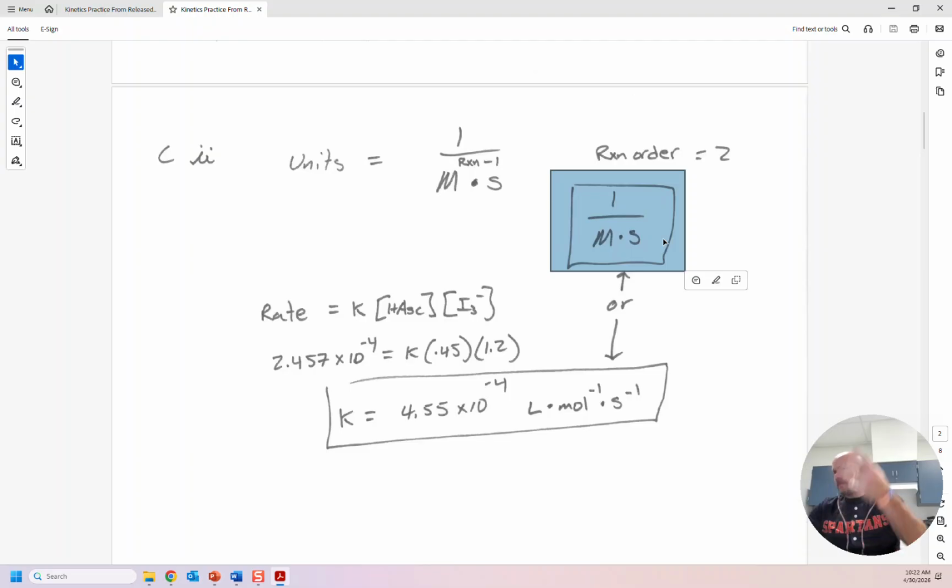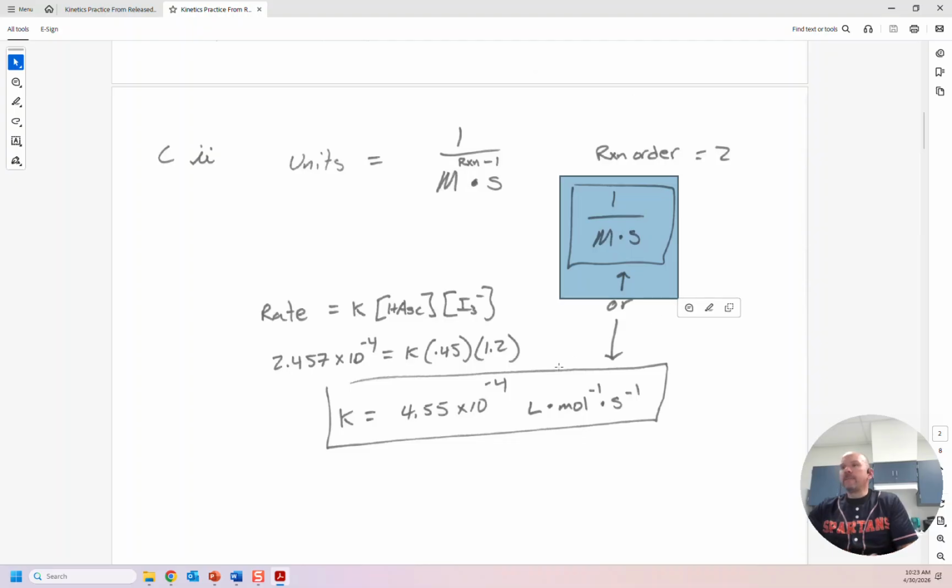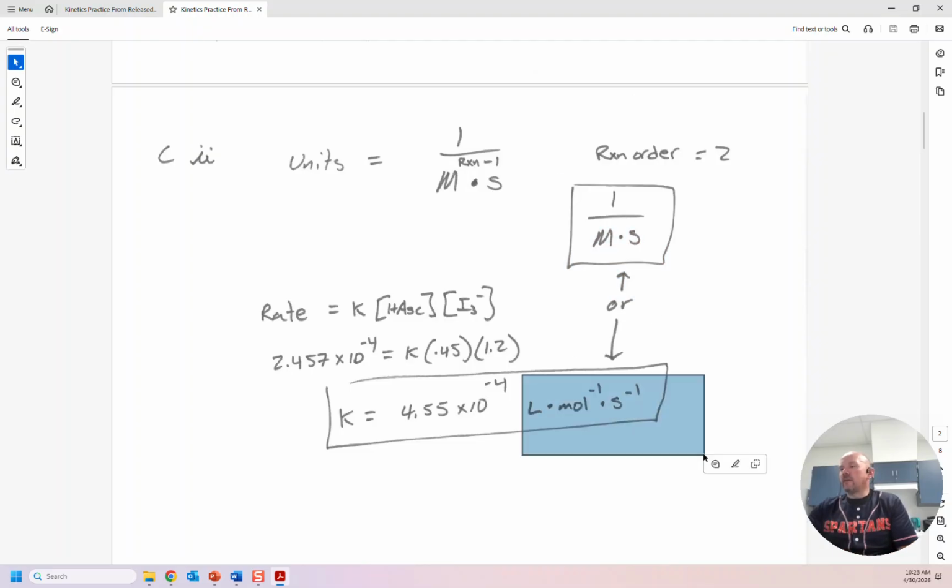So if you write it like that, you can get credit. But remember, on multiple choice, usually they'll write units that look like this, right? Remember, 1/molarity is really liters over moles. So another way to say that is liters times moles to the -1, which would be 1/moles, and then times seconds to the -1, which would be 1/seconds. Okay, so if it's free response, you can write it that way. But if it's multiple choice, the answer is probably going to be written like this for you. So make sure you can interpret that type of unit.